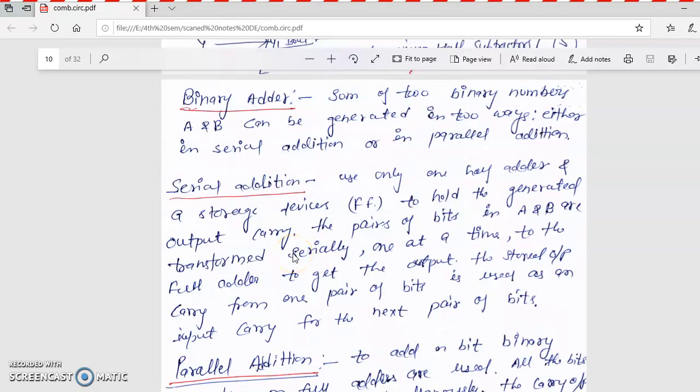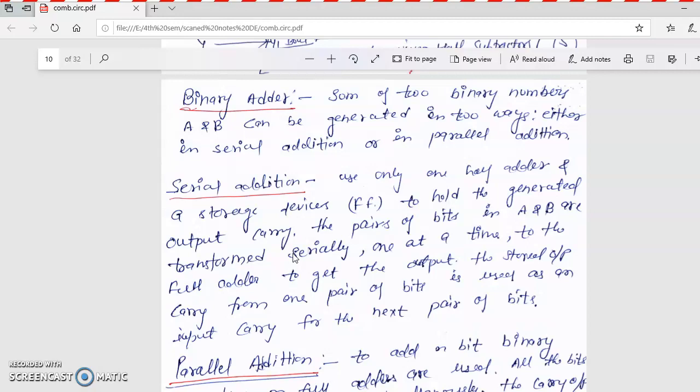Welcome back, students. Today we are going to do the lecture on adders. That is the binary adder. The sum of two binary numbers A and B can be generated in two ways, either serial addition or parallel addition. Serial addition and parallel addition are the methods for generating the sum of binary numbers A and B. Okay.